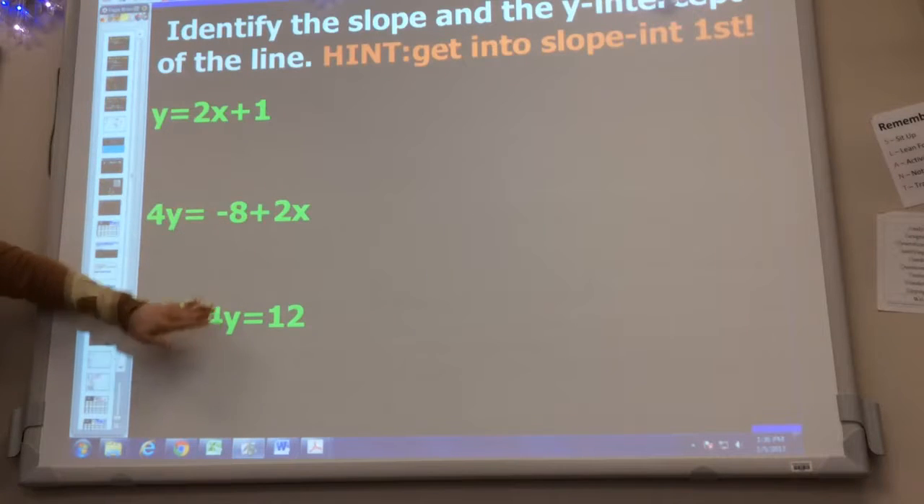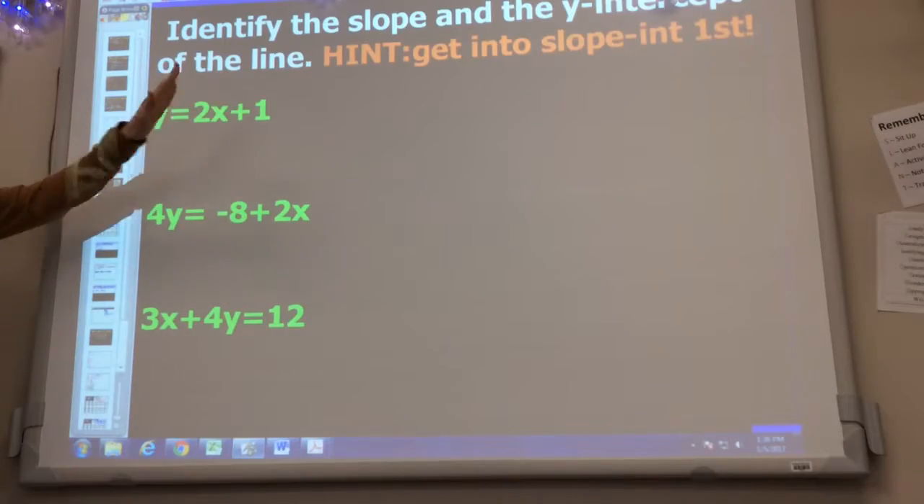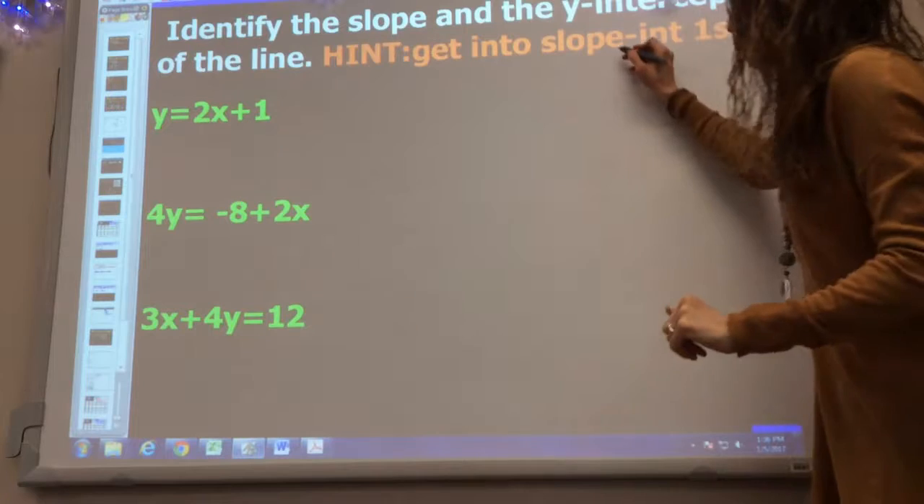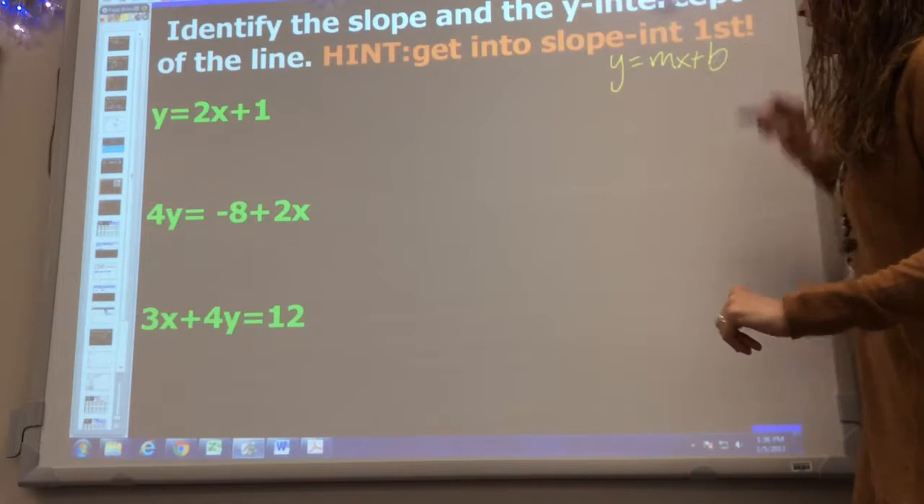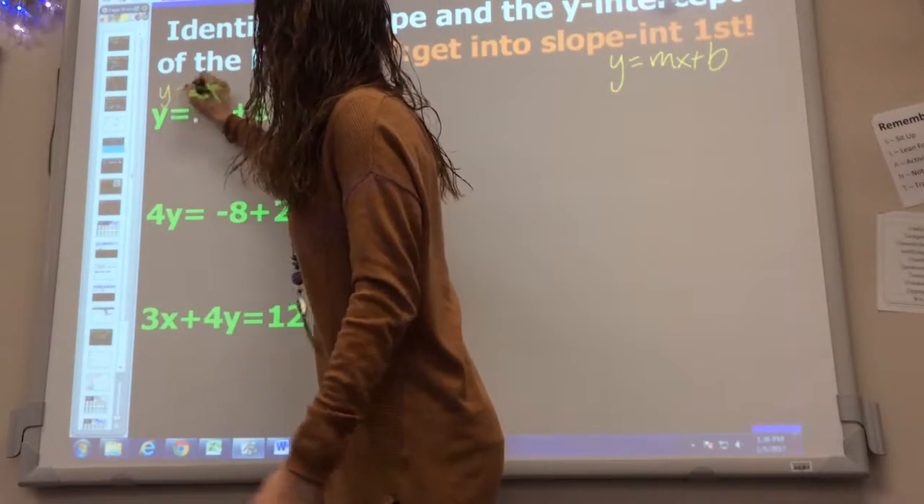So, today, get this. Our first couple, it's going to say identify the slope and the y-intercept of the line. And we always want to get it into slope-intercept form first. And slope-intercept form, once again, is y equals mx plus b. Now, let's check this out. Is this in that form?